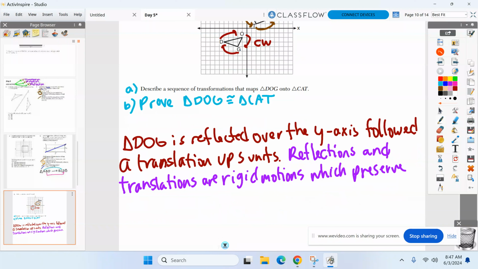What do we got? You could say side length. I always use the word distance. You can use side length too. That's fine. Preserve distance and/or side length. And what else is it? Angle measure. Yep.